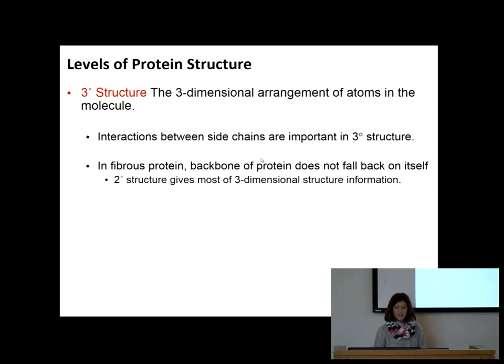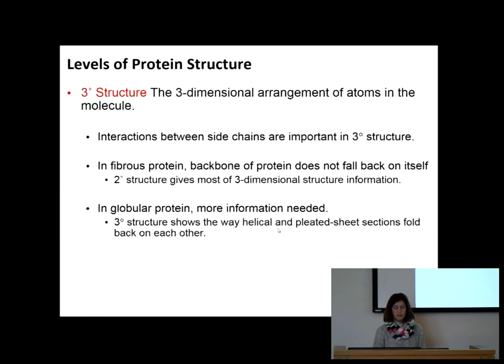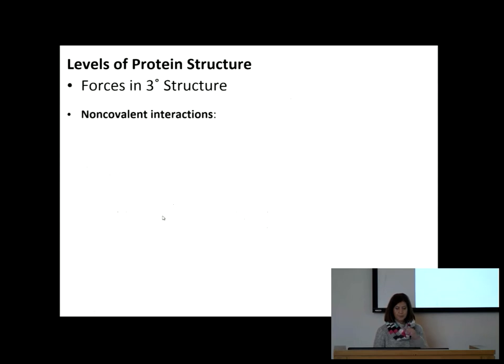So that's important. Now, see, the reason why in fibrous proteins the secondary structure will give us most of the story is because we don't really have a folding. It's fibrous. It's one long line. So the secondary structure does give most of the tertiary structure information. So we're going to see how things fold back on each other in a globular protein. All right, so the forces that are involved, and you got to know all of these.